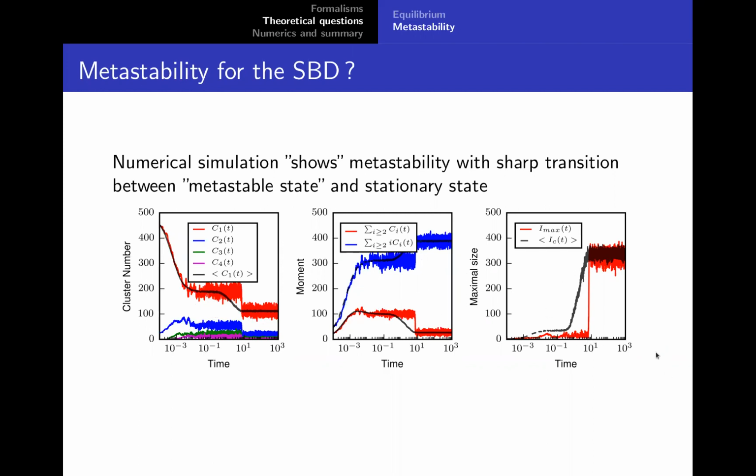And interestingly, the time where this transition occurs from the metastable states to the stationary one is concomitant to the formation of one giant cluster, which here is plotted in red. The maximal size in the system was below 10 before that transition, and reached suddenly 300, which, given the total number of cluster particles, is huge here.